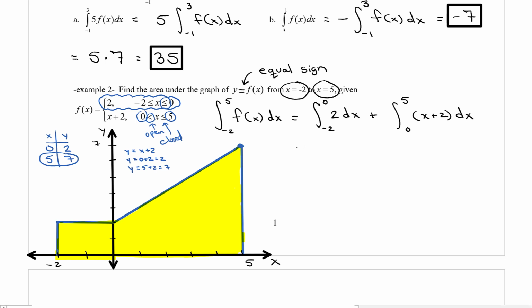So looking at this definite integral, this will become 2x evaluated from -2 to 0 plus x squared divided by 2 plus 2x evaluated from 0 to 5.